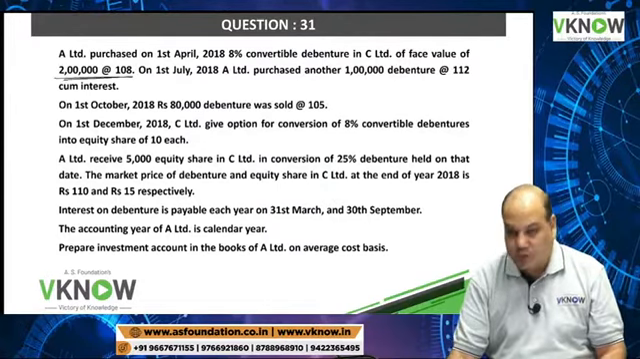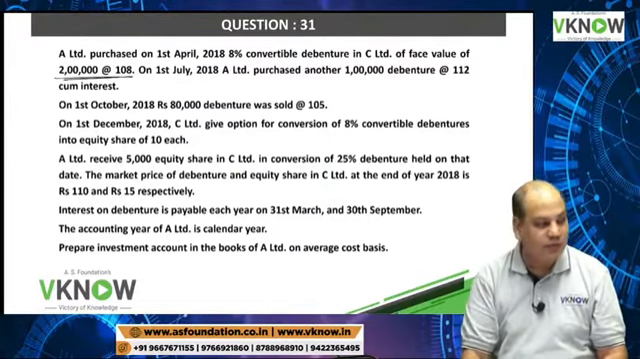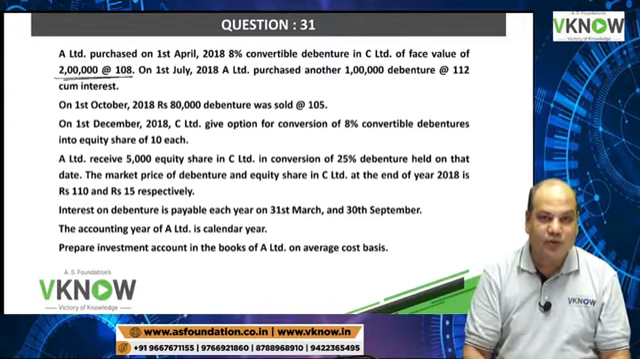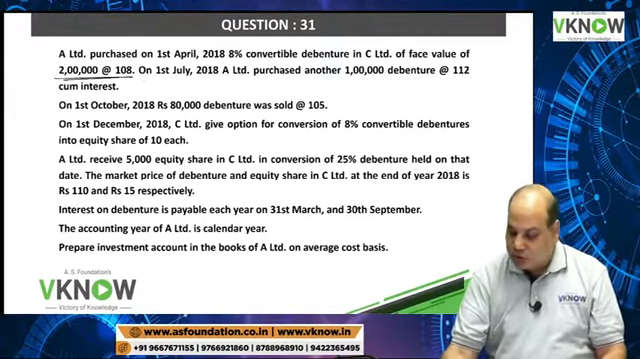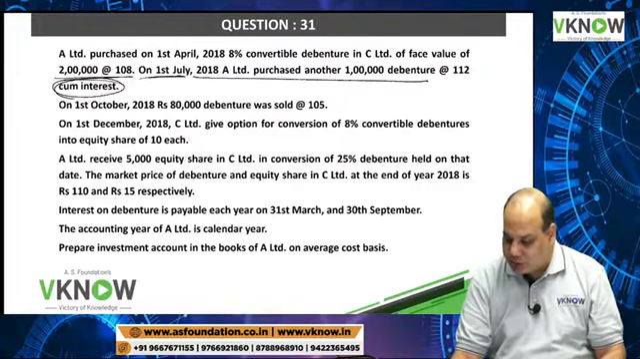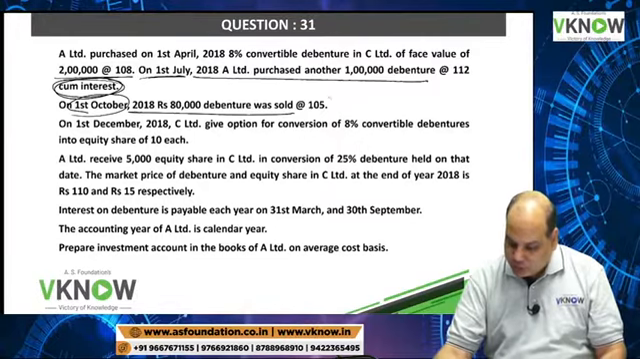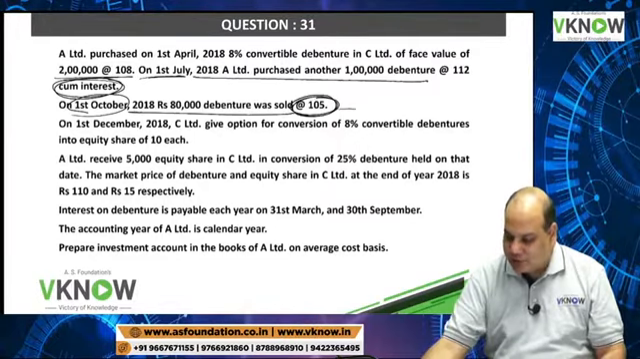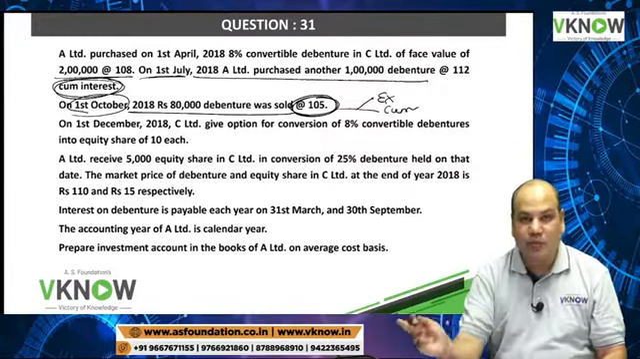It does not matter. Previous question was 1st May. This is 1st April. Then on 1st July, one more lot was purchased. This time they mentioned cum interest. On 1st October, there is a sale. Tell me, again, please tell me whether this is at ex interest price or cum interest price.